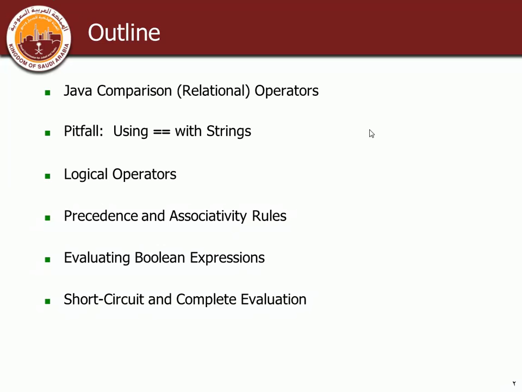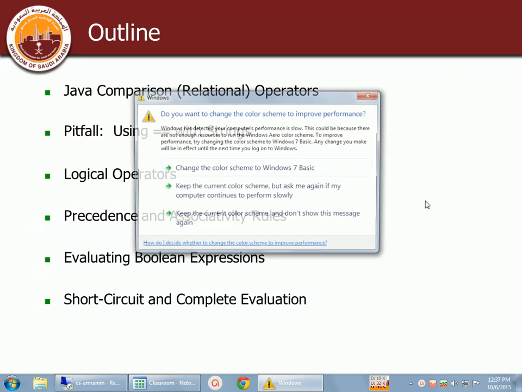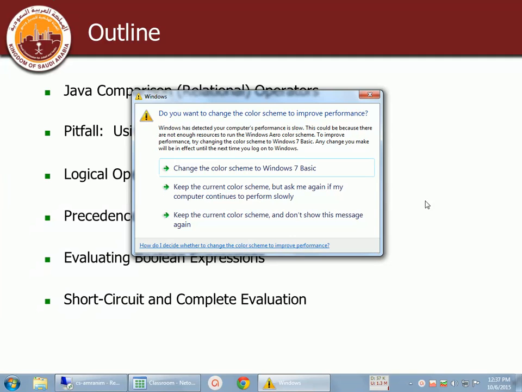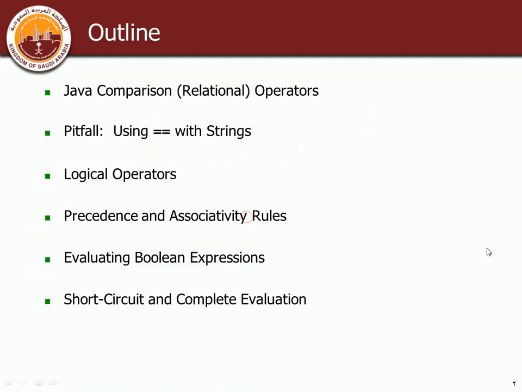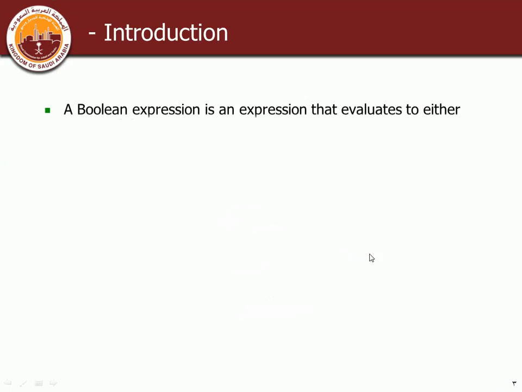But the Boolean in itself, this is a data type. I can declare a variable to be Boolean. And we are maybe going to see some examples later on. It's like int and double, it's a data type. Yes, it is a data type. So let's start first of all.